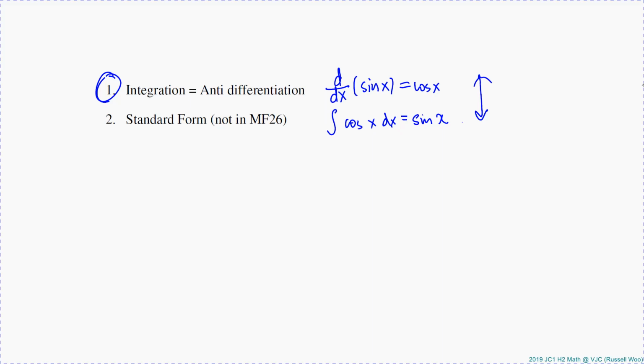Let's be very clear. If you differentiate sine x, you get cosine x. Therefore, if you integrate cosine x, you get sine x. You will make use of this idea very, very often. So we have to get it clear.